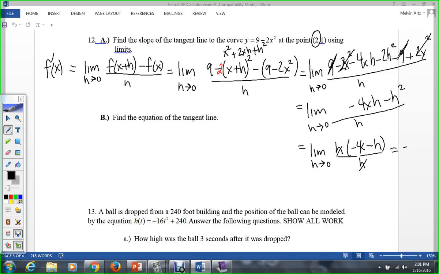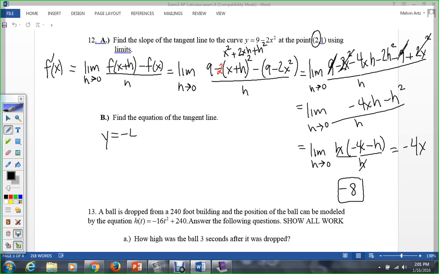So this would be negative 4x. So if we plugged in x equals 2, we would get the slope of the tangent line. So that would be negative 8 would be the slope of our tangent line.